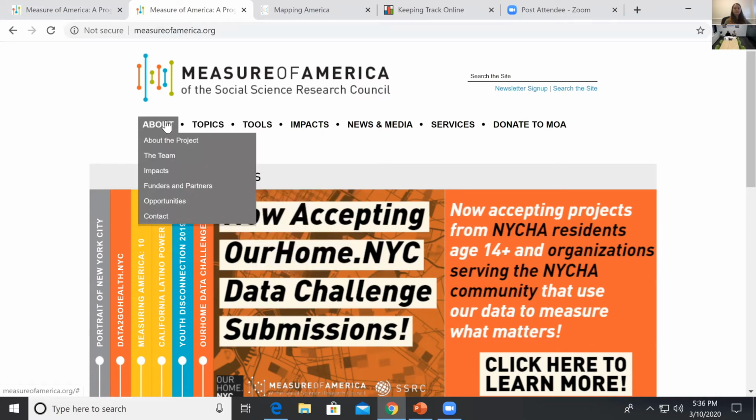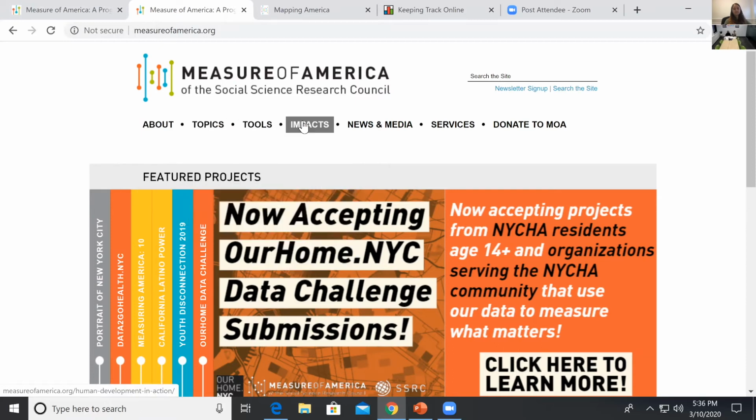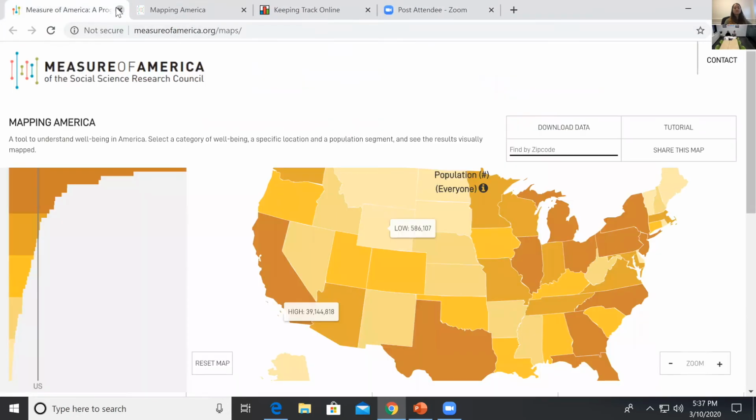Go to this home page and scroll through these things and see what other kinds of information you can get, because an organization that values data and research and social science is probably going to have some really good qualitative data out there that has more detail and more narrative around what you're looking for. So that was Measure of America.